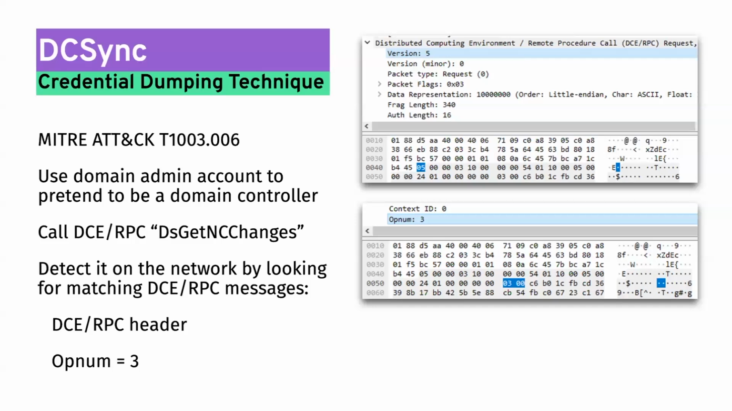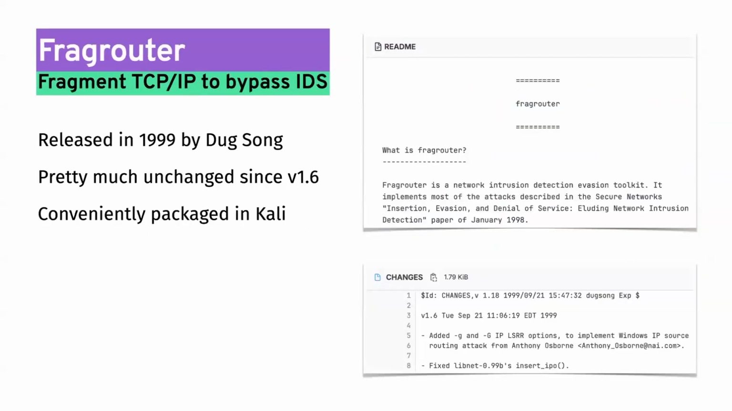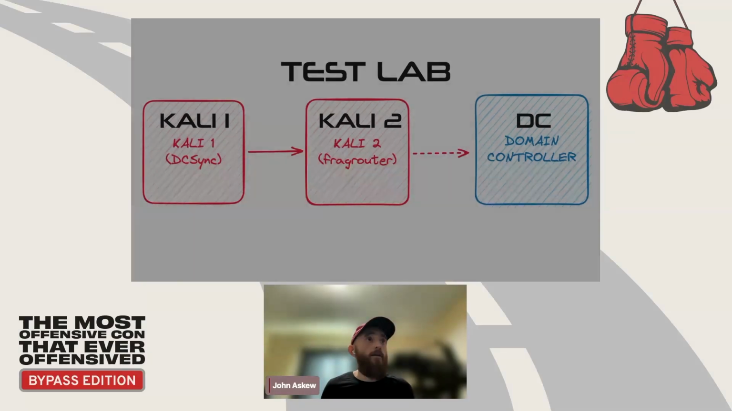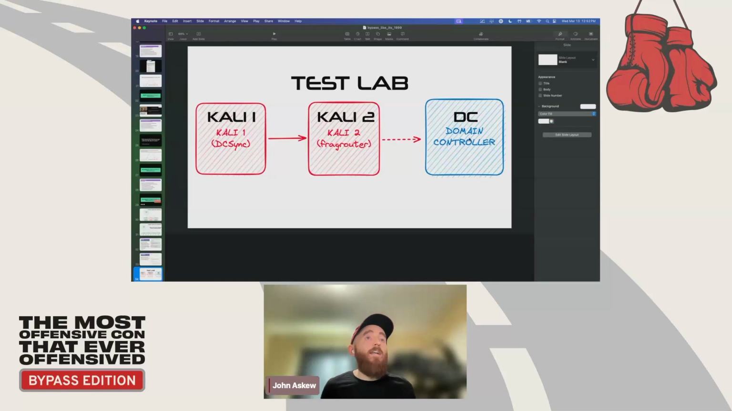But we're assuming that all those byte strings are together. So another thing that we'll use is Frag Router. This is a tool that was released in 1999 by Dug Song. It's basically unchanged since 1999, and it tried to implement some of those attacks from the insertion, evasion, and denial of service paper. Conveniently, it's in Kali today. So this is our test lab here. We've got two Kali machines, one that's going to run the DC sync command, one that's going to run Frag Router, and then those are going to go to this domain controller, which is running an identity sensor.